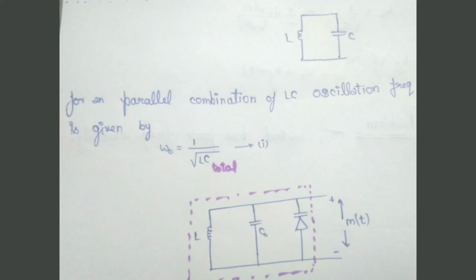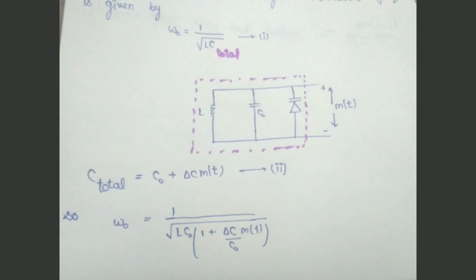For the parallel combination of an LC oscillator, the frequency is given by ω0 = 1/√(LC). Let C stand as C total. Let's assume this equation as 1. If we add a varactor diode in parallel with L and C, and apply the message signal, then there is a change in the capacitance, because in a parallel combination the total capacitance is the sum of the two capacitances. So C total is given by C0 + ΔC(m). Let's assume this as equation 2.